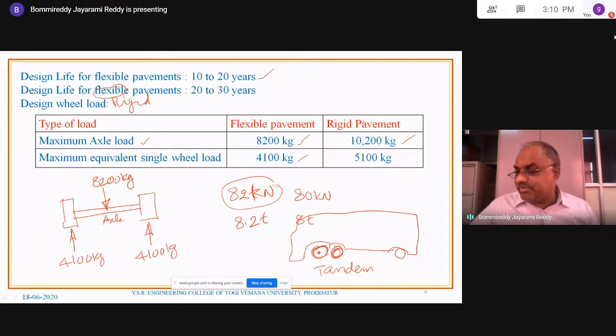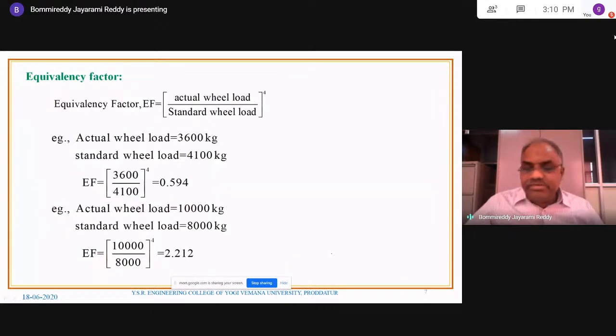Both the axles are side by side. What is the effect of any wheel load or any axle load with reference to the actual load that is acting on the pavement? Basing on that, we can find out the equivalency factor, or EALF.